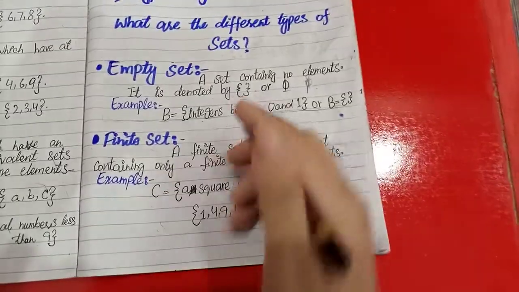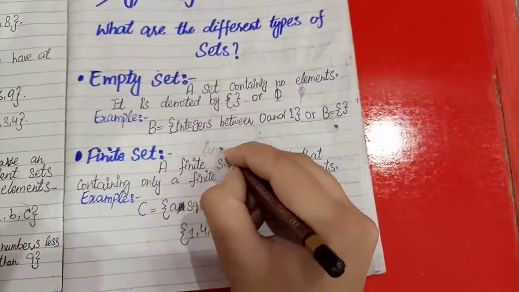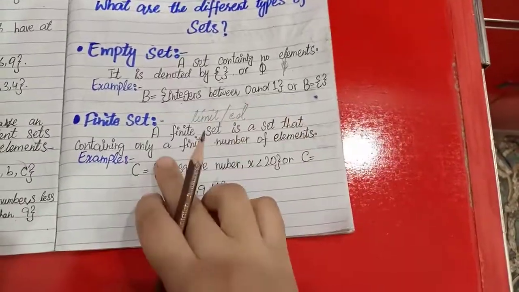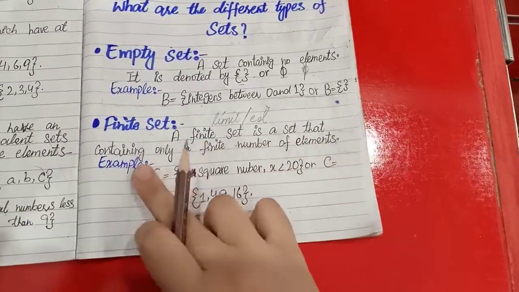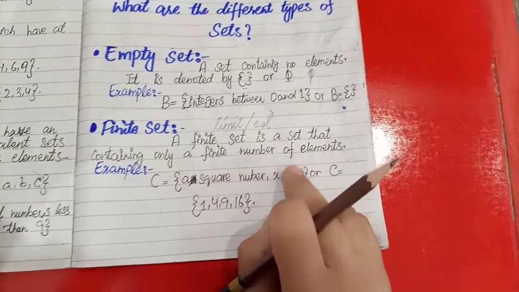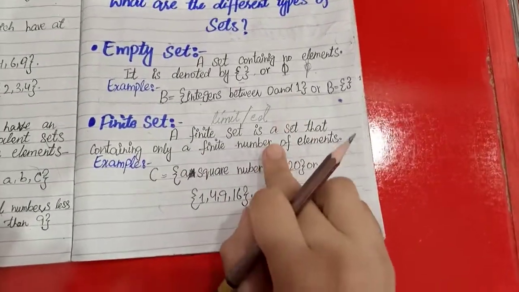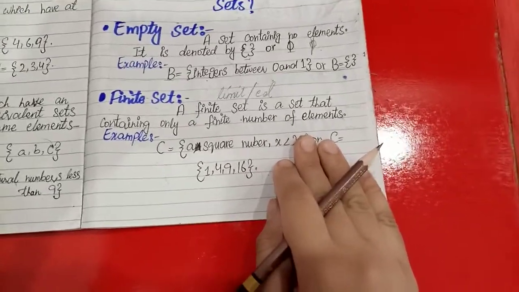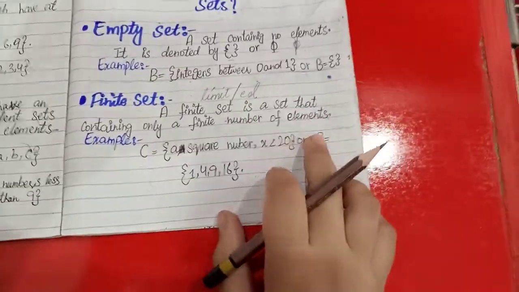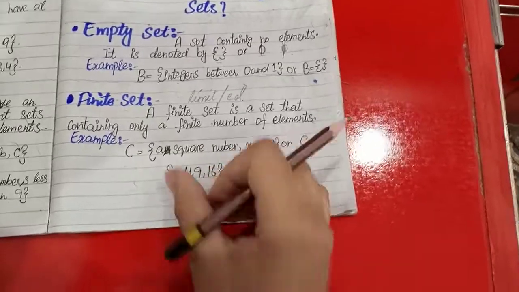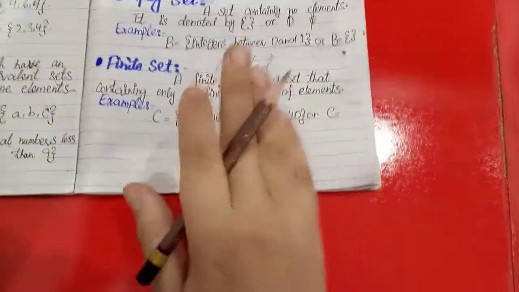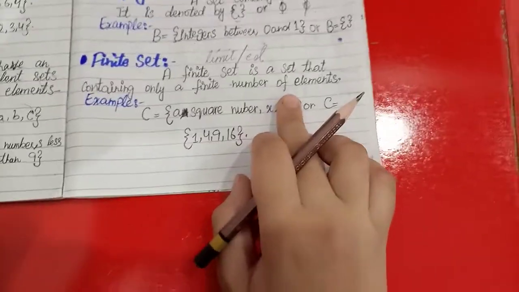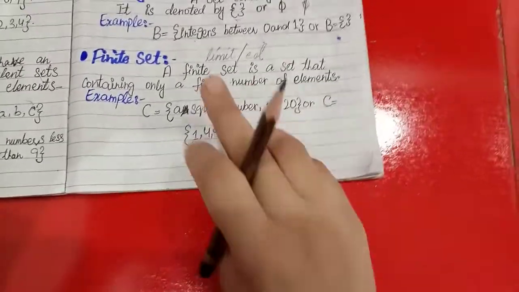Finite set. Finite means limited. A finite set is a set that contains only a finite number of elements. Finite means limited. A finite set is a set that contains only a limited number of elements. Limited means a countable sequence of numbers, readable numbers, not infinite, not unlimited.